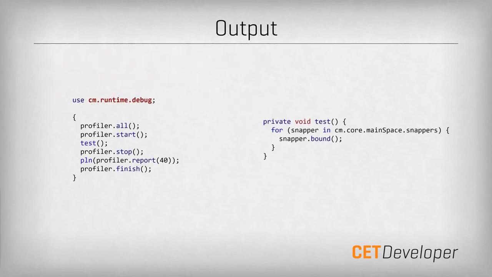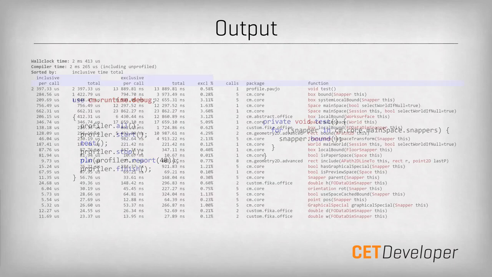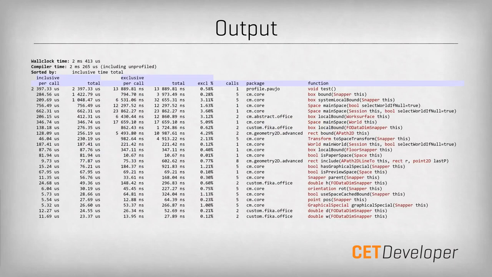This here is a real quick example of how the profiler looks. I don't want to focus on the syntax too much just yet, because so much of the profiler is about controlling the output. I want to look at the output first, so then we can start talking about how we can work that information down. If I were to run this code here, which is just some code that runs through all the snappers in the drawing and grabs their bound, the profiler would output all of this. So there's, like I said, a lot of information here. And we'll go through it all.